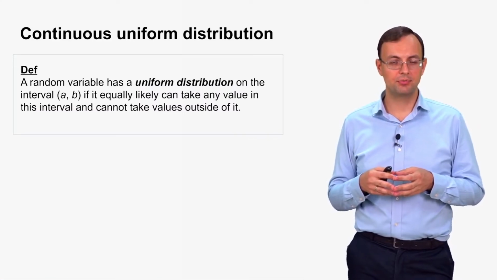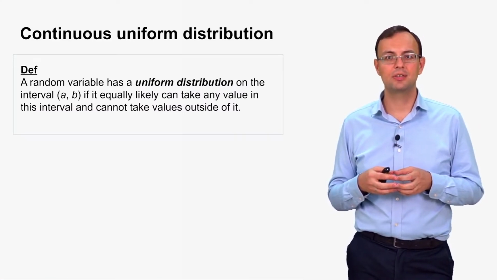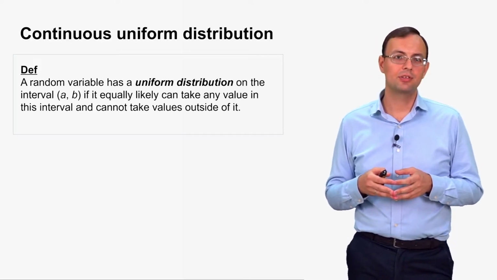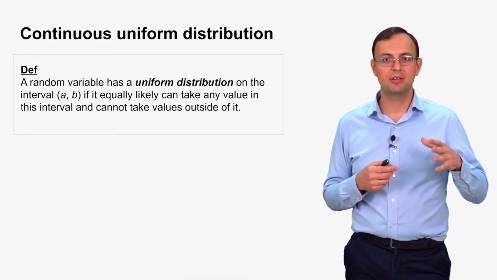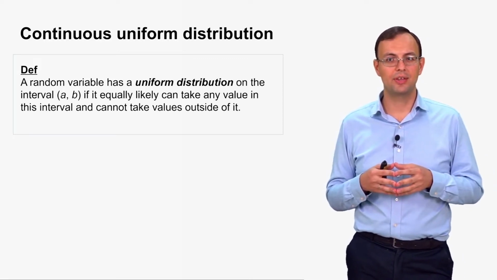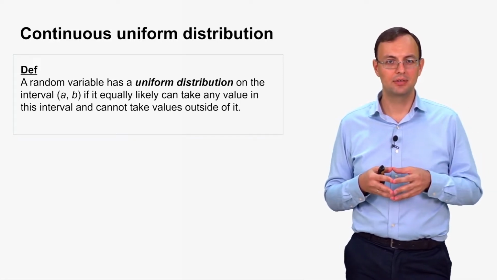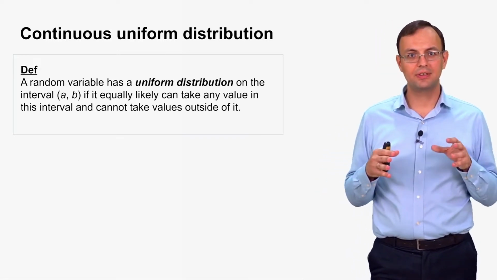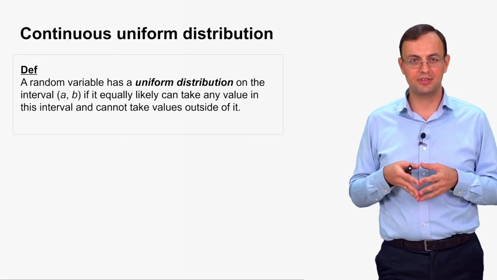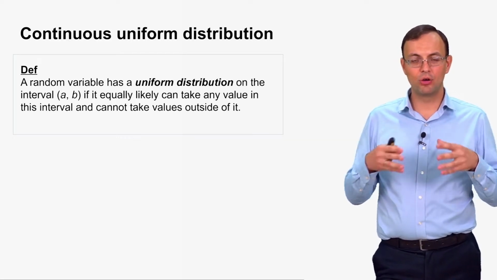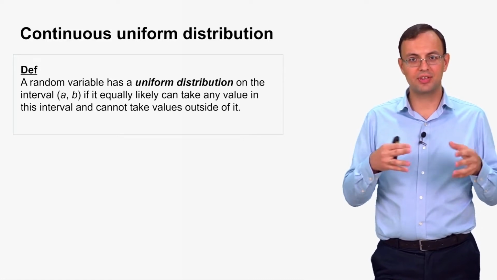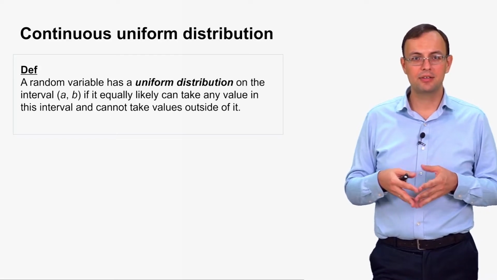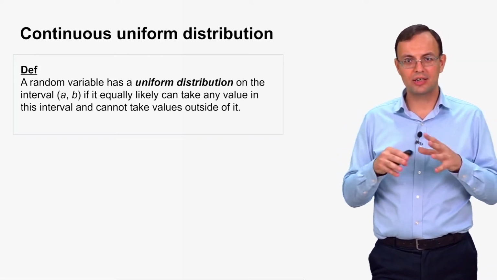Another continuous distribution you need to know is a continuous uniform distribution, or simply a uniform distribution. A random variable has a uniform distribution on the interval from A to B if it can equally likely take any value in this interval and cannot take values outside of it. It can take only values that belong to this interval, and inside, all values are equally likely.